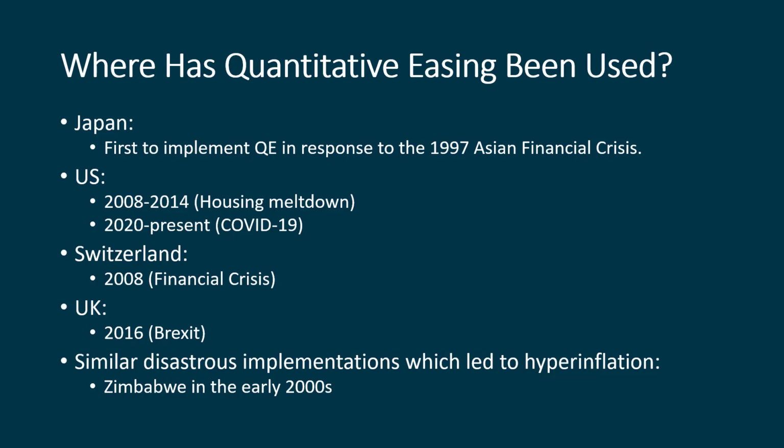But then another instance was in the 1920s in Germany. That was the Weimar Republic, between World War I and World War II. When you see people using wheelbarrows full of Deutschmarks to go buy a loaf of bread, inflation was sky high, unemployment was sky high.